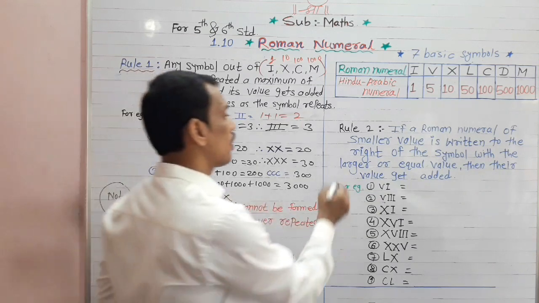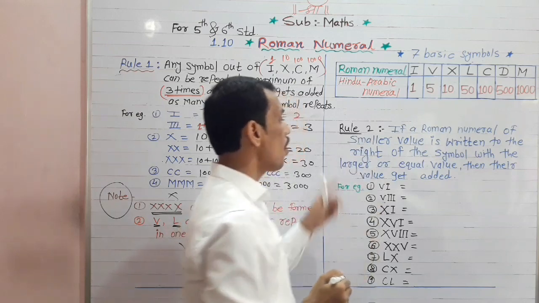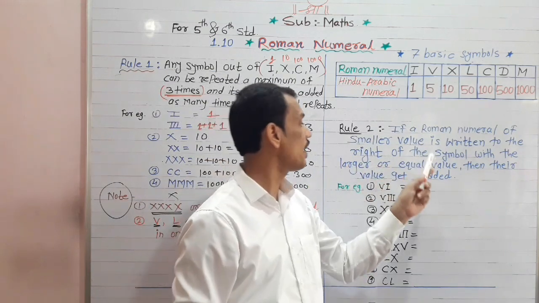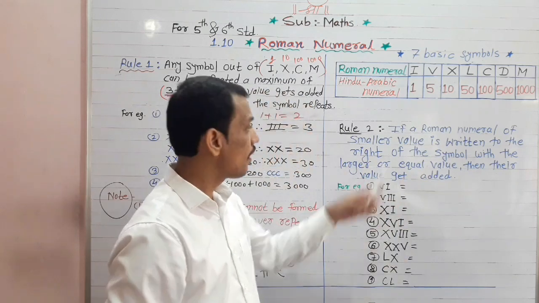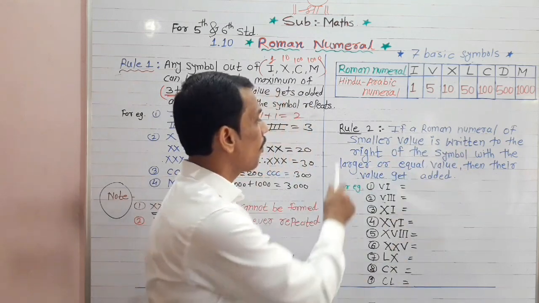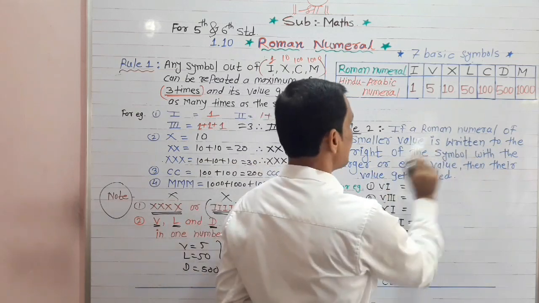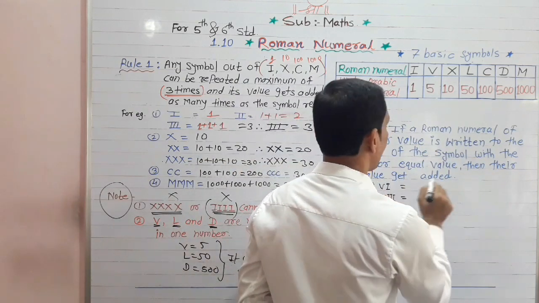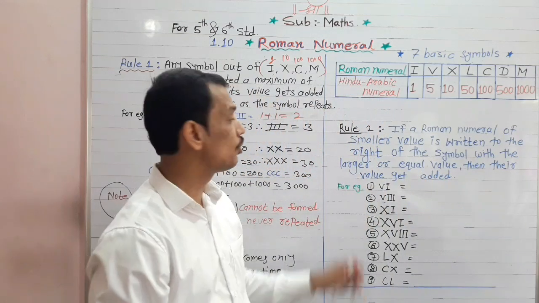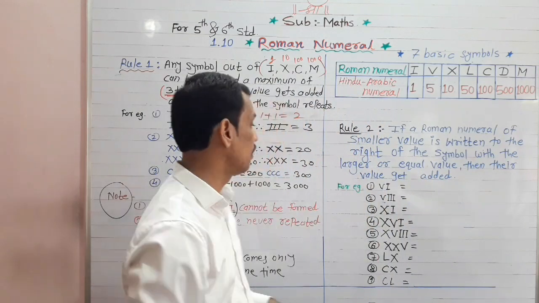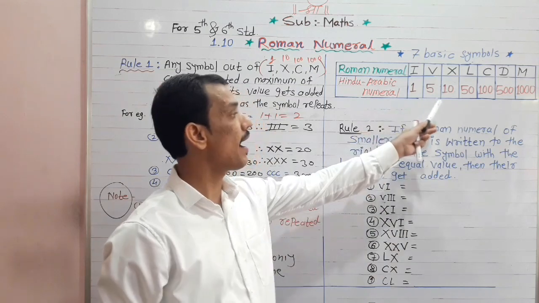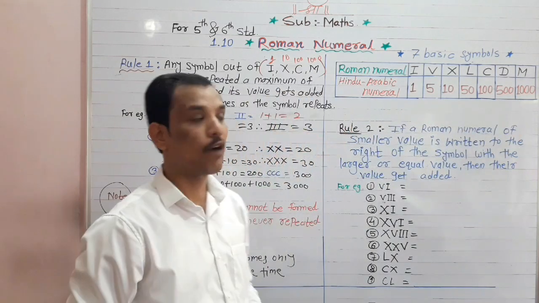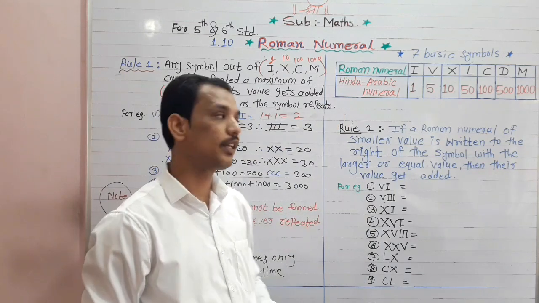Now moving to the next rule, rule number 2. What is rule number 2? If a Roman numeral of a smaller value is written to the right of the symbol with the larger or equal value, then their values get added. This is also an important rule, students. Many students already know which capital letter to use for 1, 5, 50, 100, 500 and 1000.